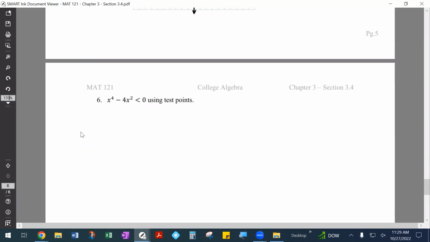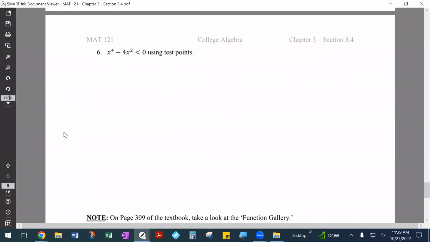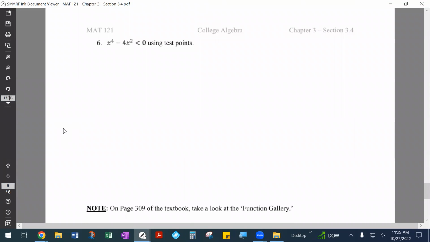So let's talk about finding the zeros for this example over here. So we have x to the 4th minus 4x squared. So if we had to set this equal to 0 and solve it, where would we begin? So I'll give you guys a couple minutes to think about this. How are you going to solve this equation to find its zeros?